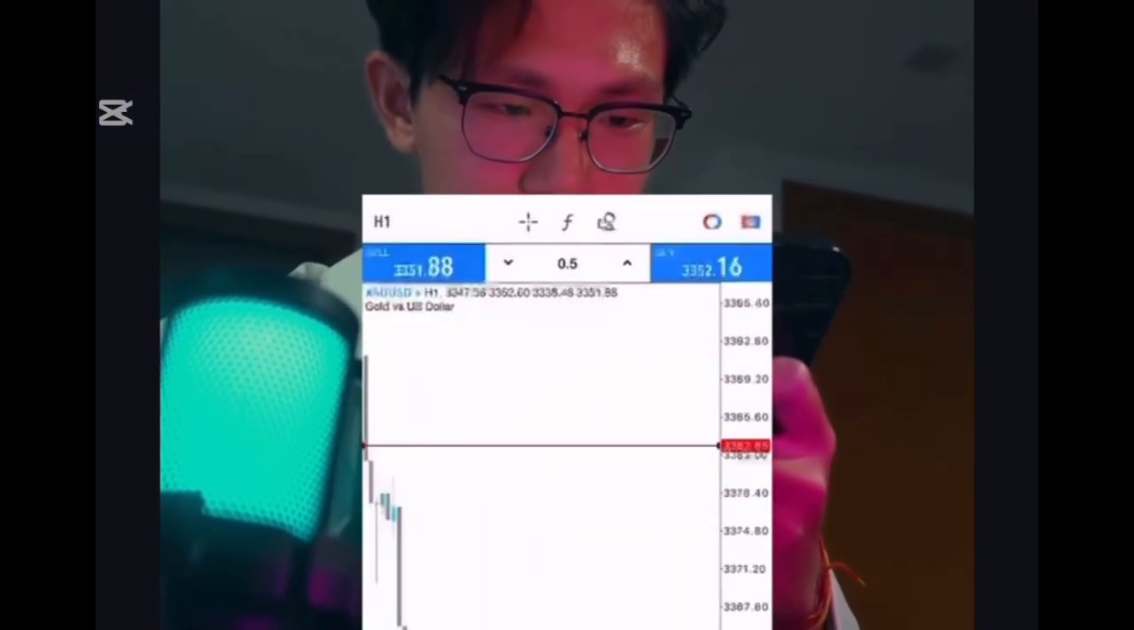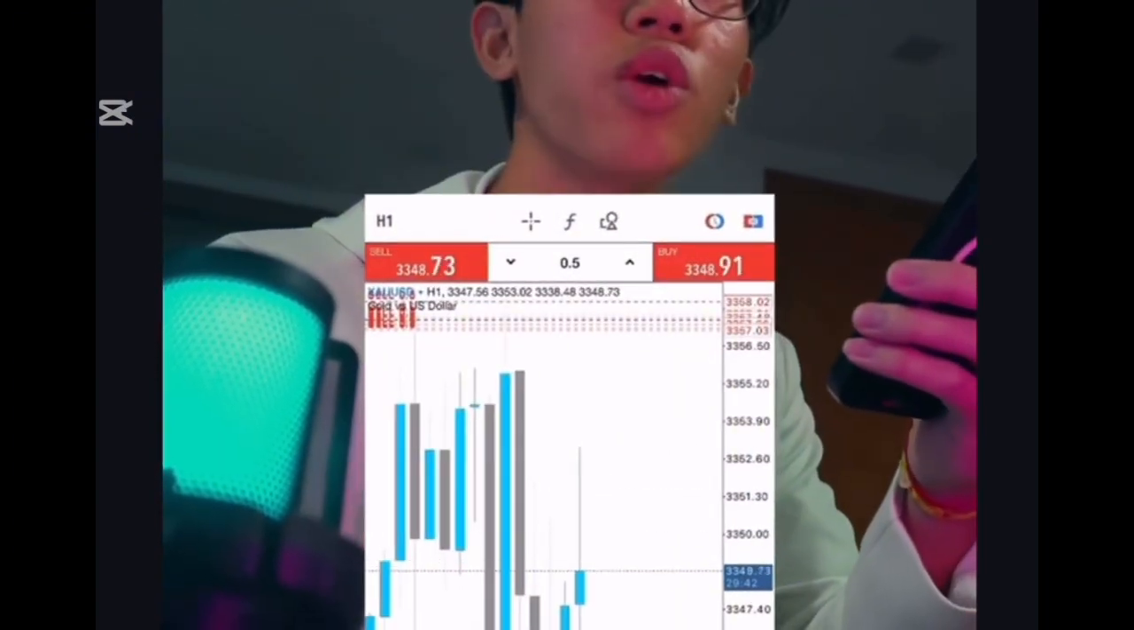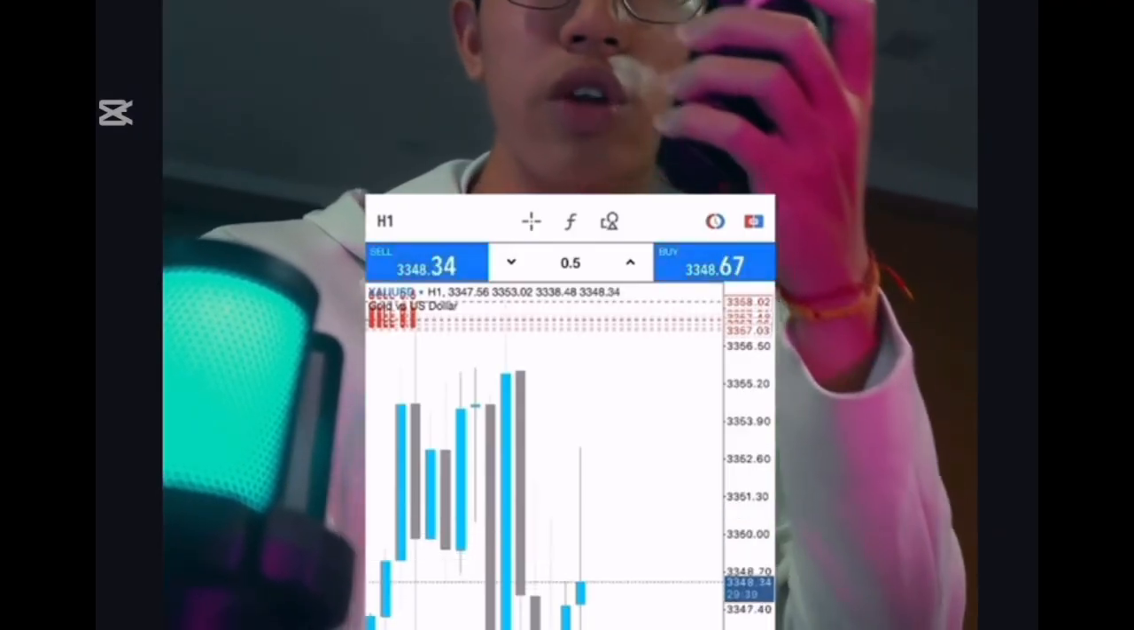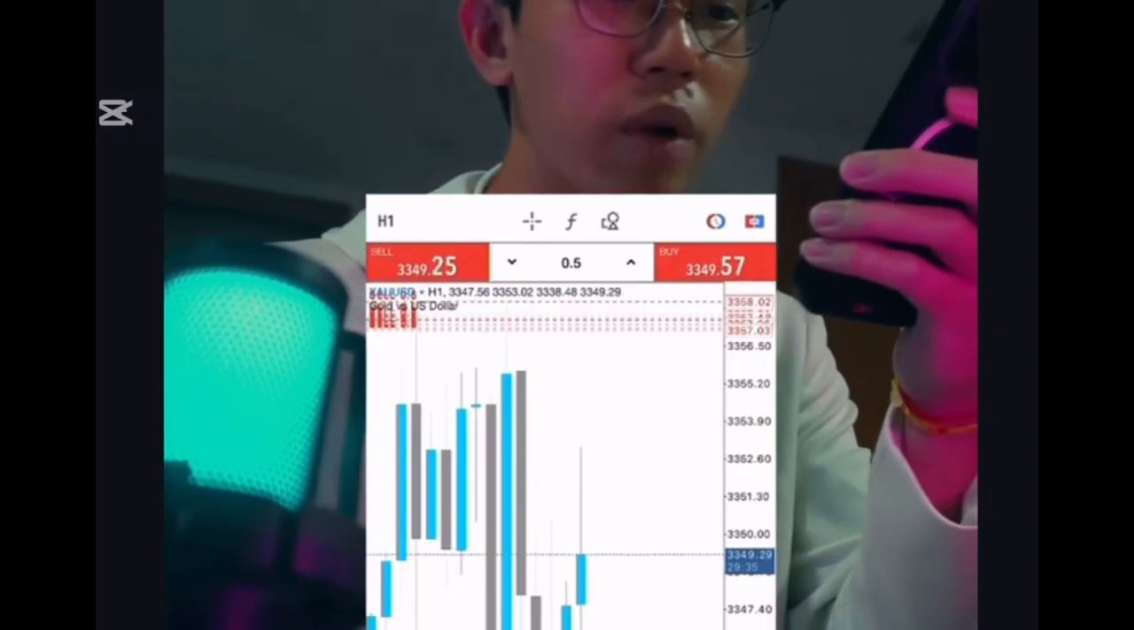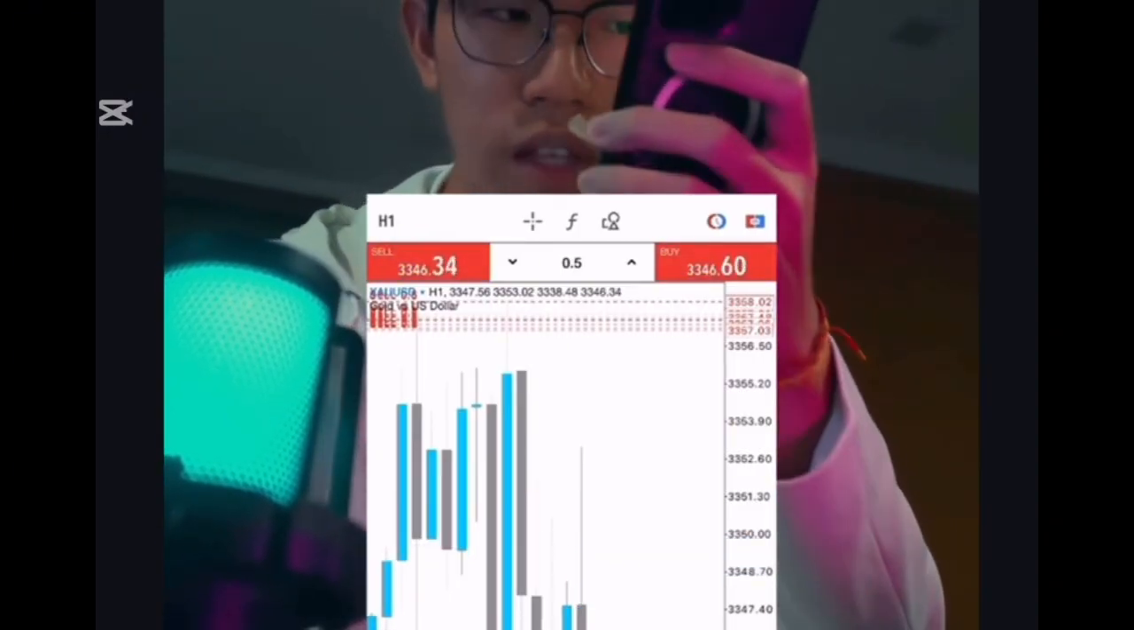Okay, it's going up. It's not hitting our break even yet. It might continue going down, guys. It's mixed data. It might continue going down. Let's see the data first, guys. I'm still holding. Haven't hit my break even yet.